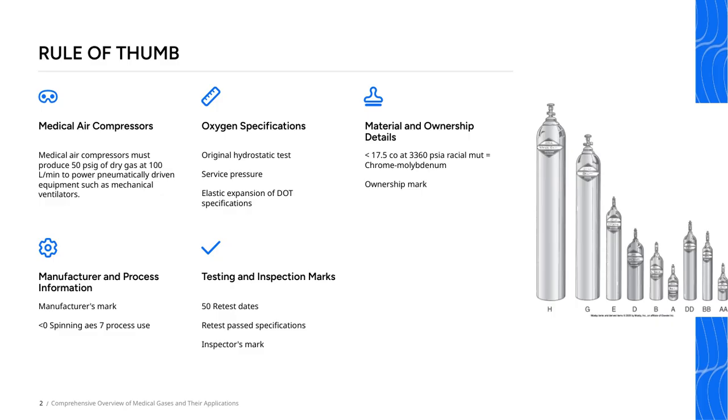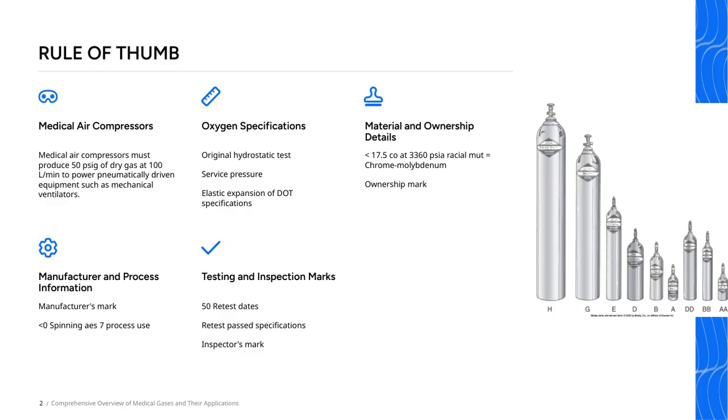The slide mentions the original hydrostatic test, which is a critical safety check done before a cylinder is put into service, ensuring it can withstand the pressures it will face. When it comes to service pressure, knowing the maximum pressure a cylinder can handle is essential for safety and compliance. The elastic expansion of DOT specifications helps us understand how cylinders behave under pressure, ensuring they remain safe during use.